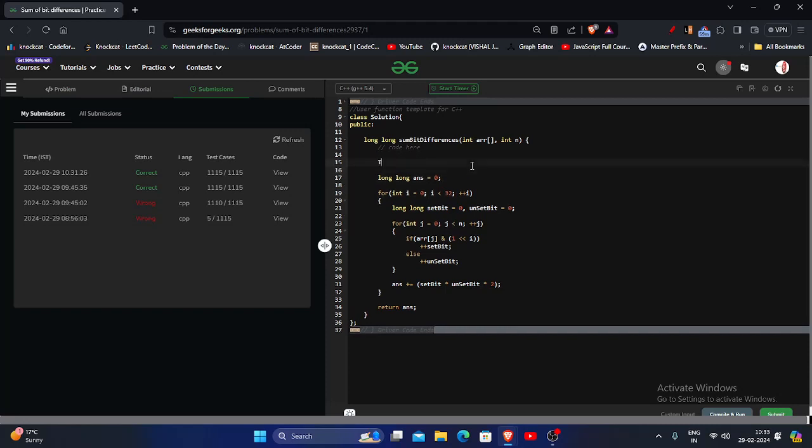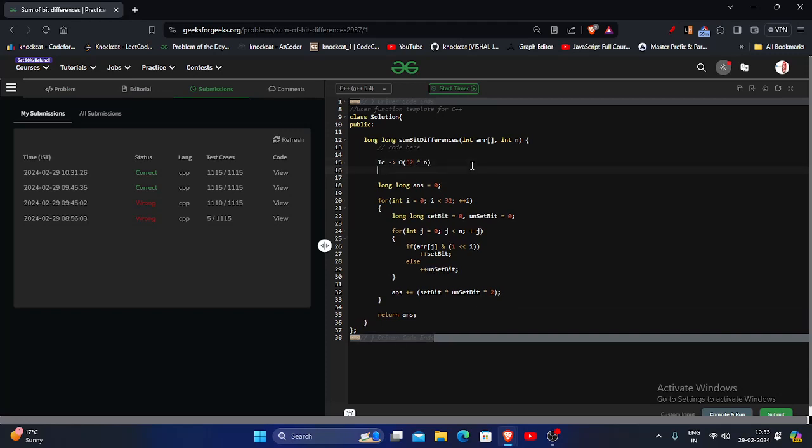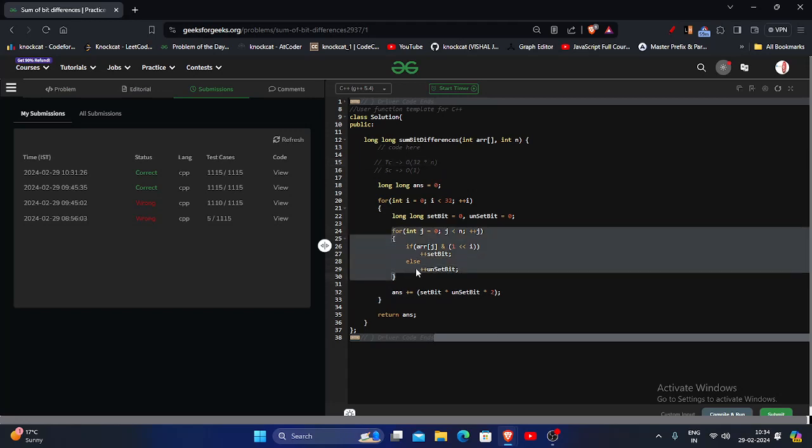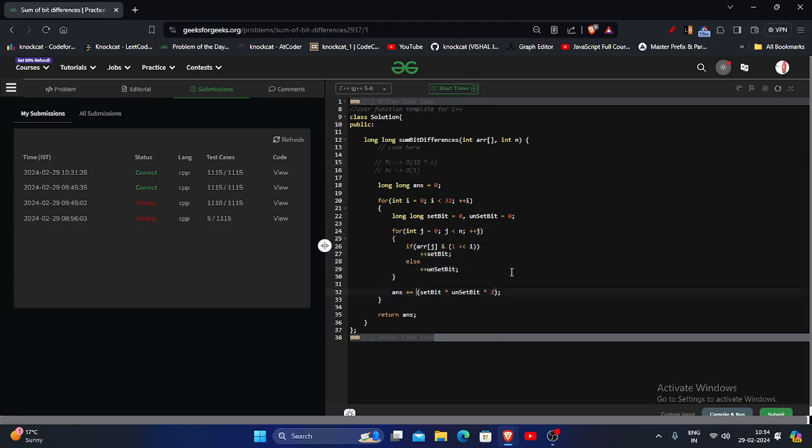So let me write the time complexity here also. It would be order of 32 cross n, and space complexity is order of 1. Earlier the time complexity was the same, but we had plus 32 also, because I was performing this calculation later. But here, since we have the count for that index here only, we can just do this.